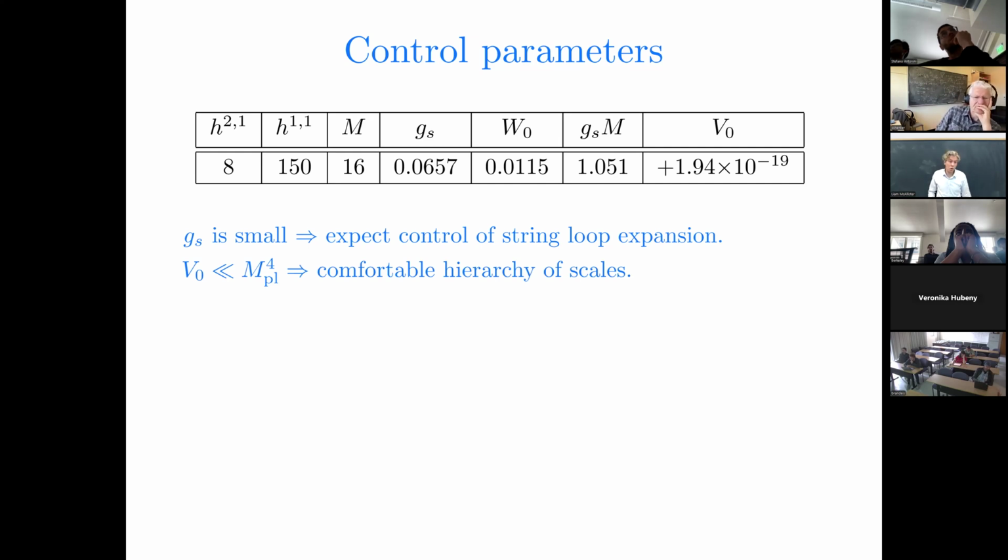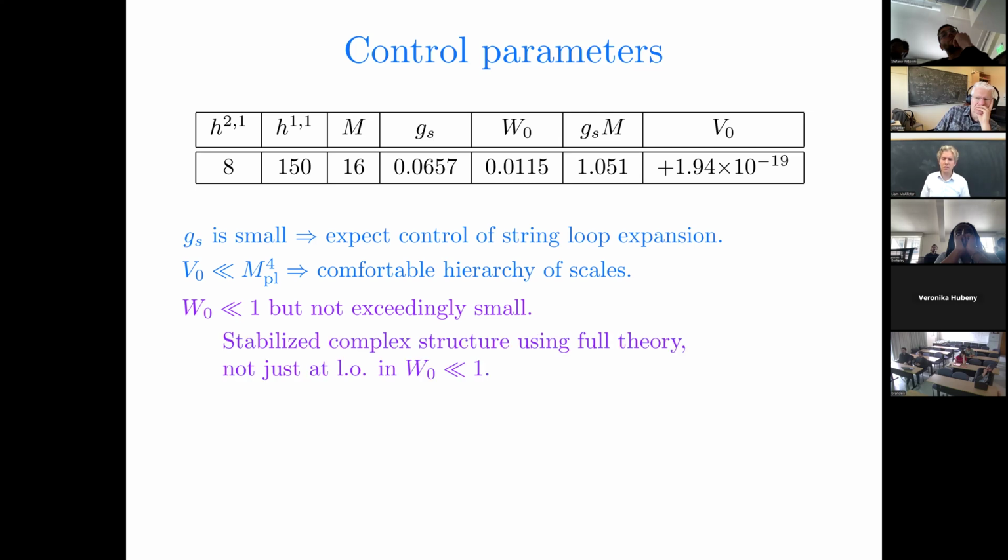The vacuum energy is small compared to M Planck, so there's a comfortable hierarchy of scales. That's nice. W naught is small, but it's not exceedingly small. And so for this reason, it's important that we didn't just work to leading order in W naught, we worked in the full theory of the complex structure moduli. I haven't shown you any of those details, but that's what we in fact did. So the size of W naught is also not a limitation of our construction.